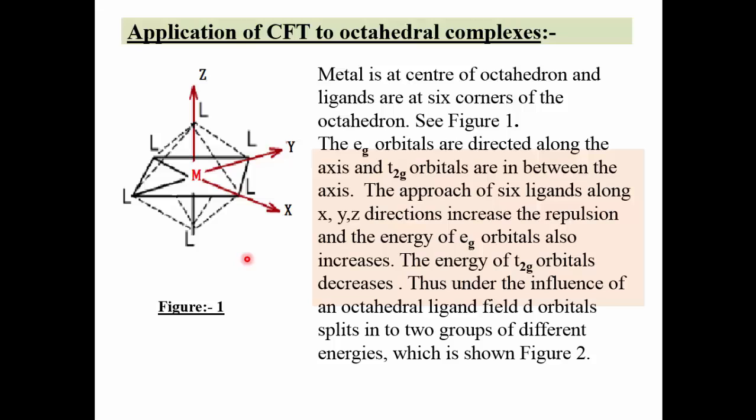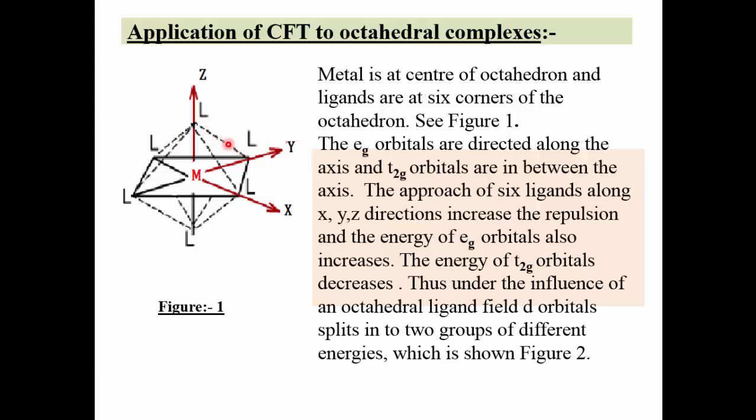Got it? And in the last slide we discussed that along the axis there are Eg orbitals, that means dx square minus y square and dz square. Therefore the repulsion of Eg orbitals with these ligands is more, and therefore their energy increases, while the energy of T2g orbitals decreases, because T2g orbitals are pointed in between the axes, and in between the axes there are no ligands.